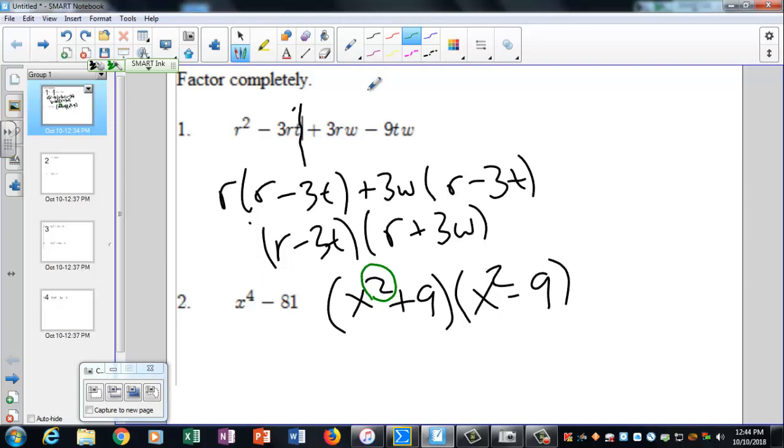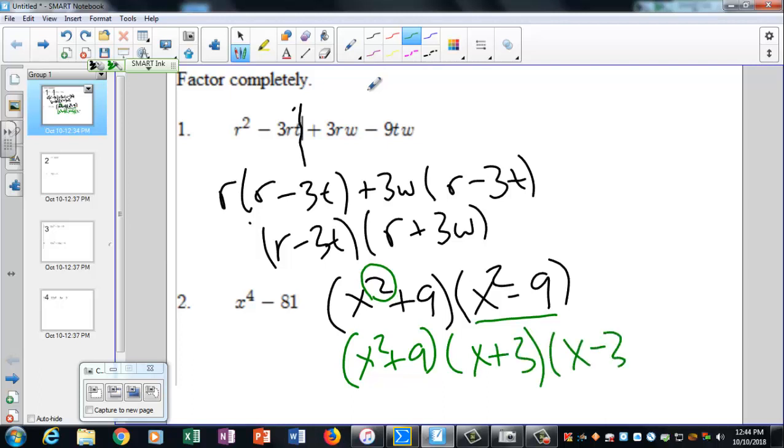All right? This does, in fact, continue. It's x squared plus 9, and then this one is x plus 3, x minus 3.